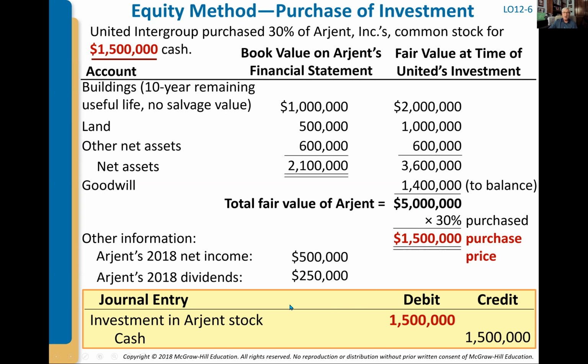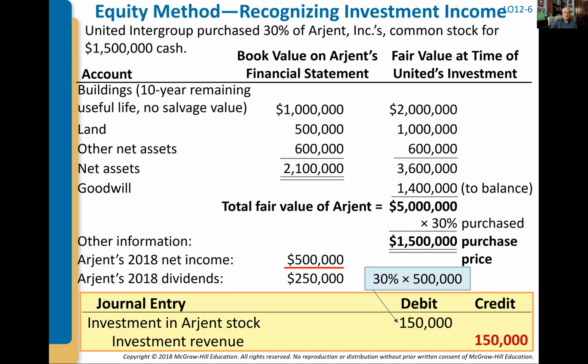So first entry, debit the investment in Argent stock, $1.5 million, credit cash. That's for the purchase. Second entry is, as I said, in equity method, we're going to record income for our share of the net income. Why do we do that? Well, we have influence over that. Hopefully we had a positive influence and helped them to make 500,000. So we own 30% of it. We take 30% of that net income and we call it investment revenue.